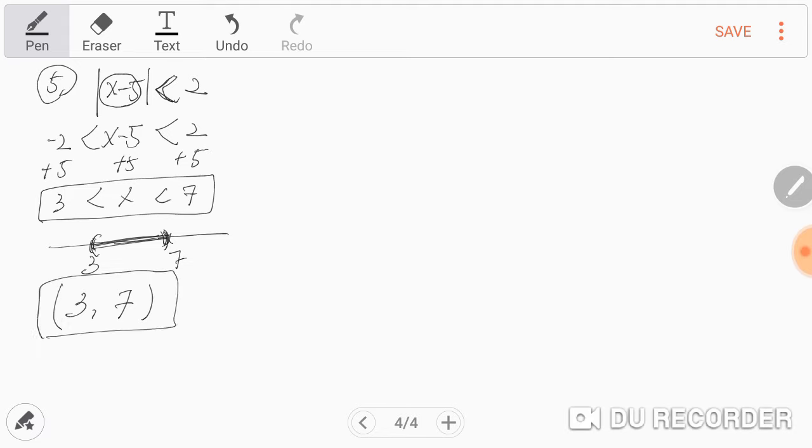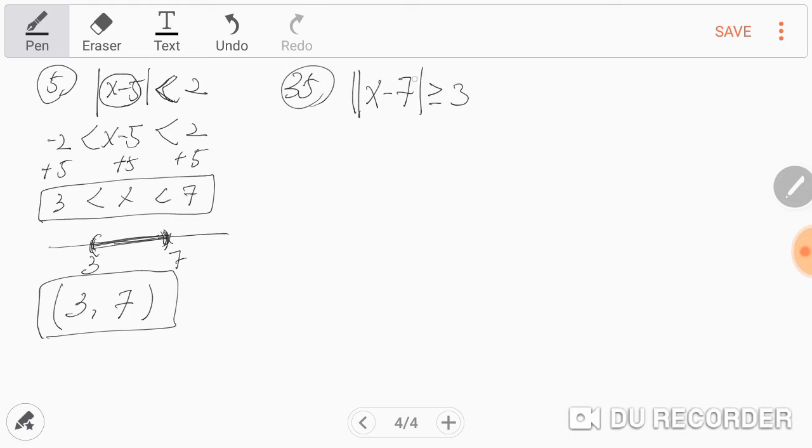Okay, let's try another one. How about absolute value is this time greater? Example 35: the absolute value of x minus 7 is greater than or equal to 3.